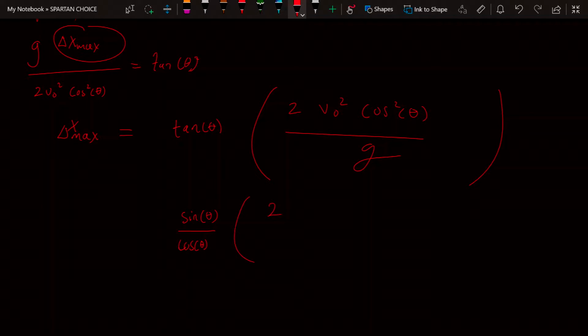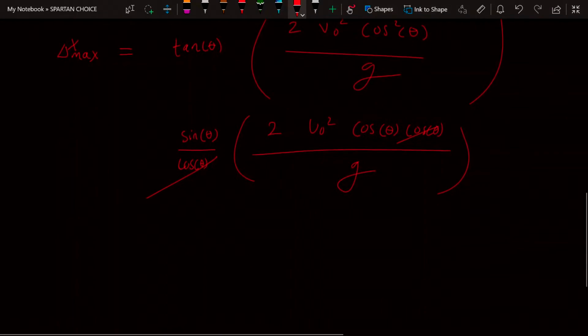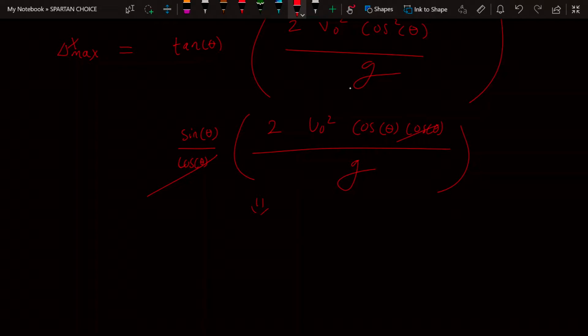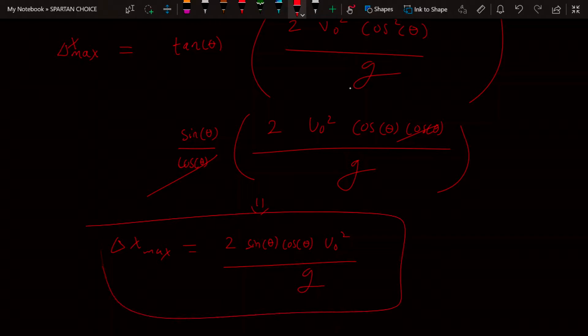And this is 2v0 squared cosine theta multiplied by cosine theta, right? Because cosine squared is just cosine multiplied by cosine. Well, here, this will cancel out with this, right? So what are we left with? We're left with that. Delta x max is equal to 2 sine theta cosine theta v0 squared over g. And this is our delta x max.